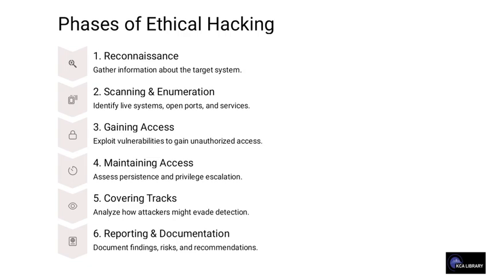We have the phases of ethical hacking. When we talk about this, we have 6 phases. This is reconnaissance, which means gathering information about the target system. The next phase is scanning and enumeration, which is identification of live systems, open ports, and also services. The next is gaining access, which is exploiting vulnerabilities to gain unauthorized access.